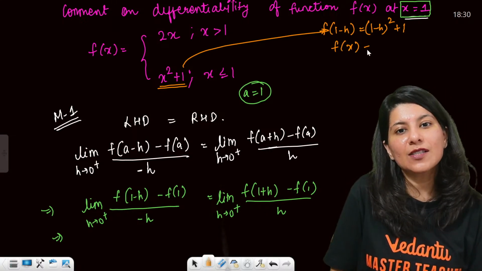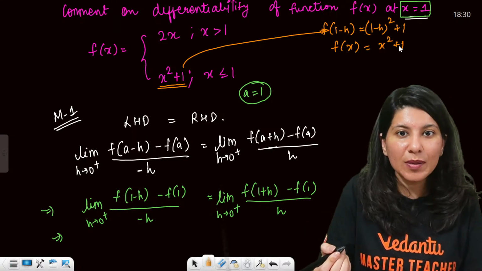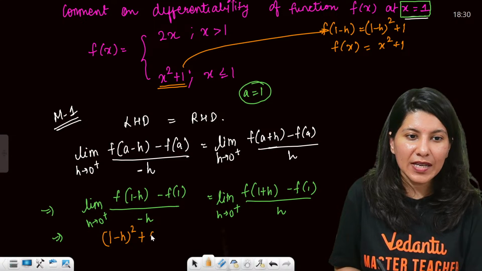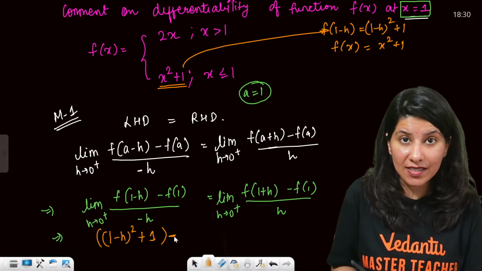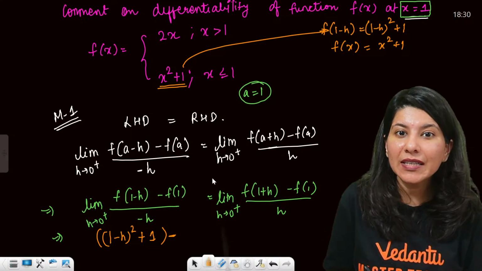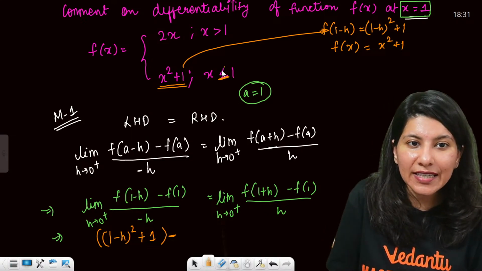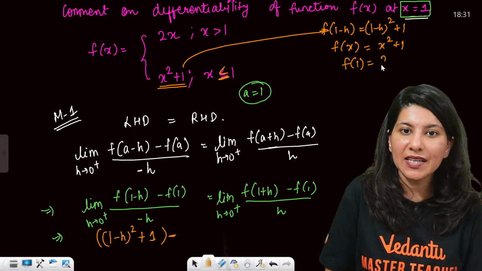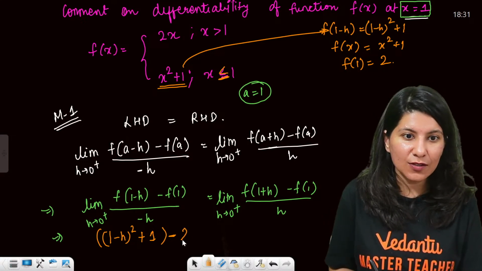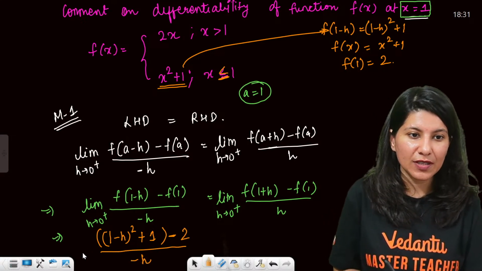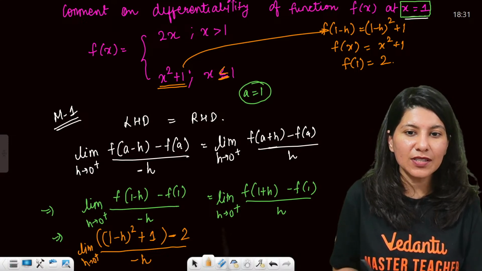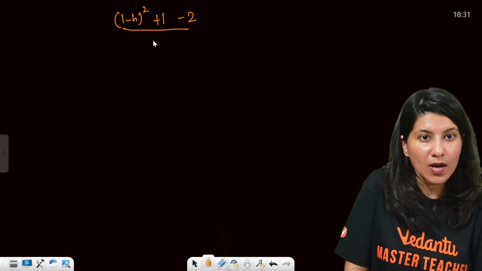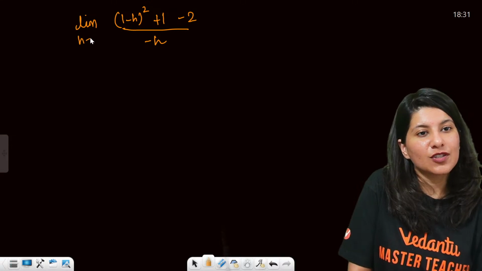Correct? f of x is x square plus 1, so f of 1 minus h will be 1 minus h whole square plus 1. Minus, now understand this is f of 1. Can anybody tell me what is f of 1? Equality is right here, so f of 1 will be 1 square plus 1, which is 2. Perfect, upon minus h, limit h tends to 0 plus. Let me write on the next page: 1 minus h square plus 1 minus 2 upon minus h, limit h tends to 0 plus.